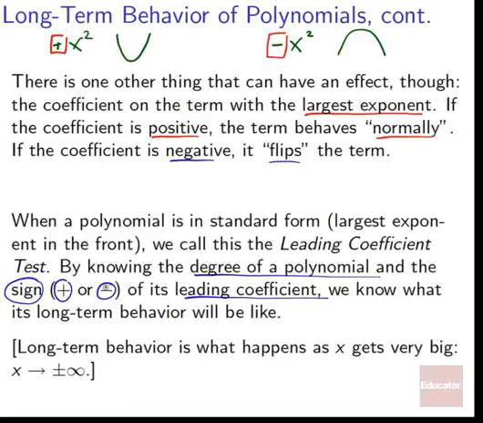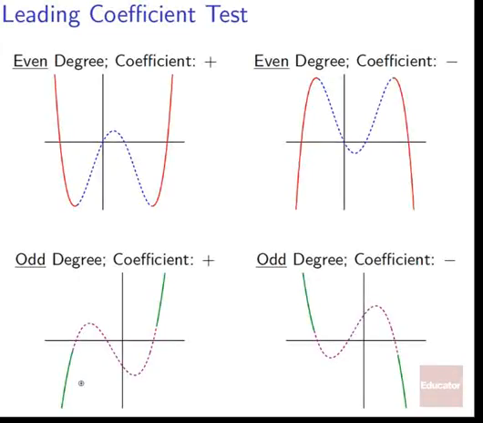Long-term behavior, and what do we mean by long-term behavior? That's what happens as x gets very big, as x goes out to plus or minus infinity, right? As it gets very, very far away. We haven't really determined what it means by very, very far away, but just eventually, in the long run, how things will behave. Let's look at some pictures to understand what this means.